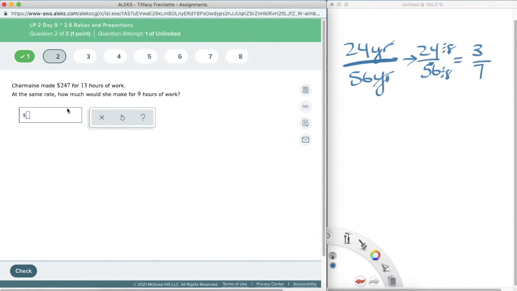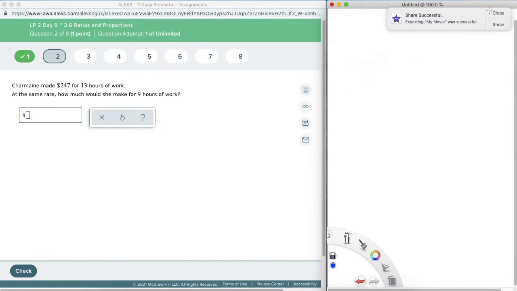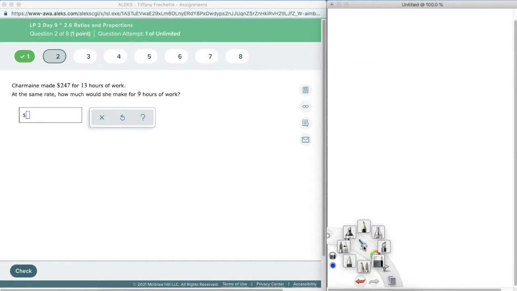Charmaine made $247 for 13 hours of work. At the same rate, how much would she make for 9 hours of work? All right, so we can set up a little proportion here. They're kind of jumping straight into proportions. A ratio is just what we were just doing. It's just two numbers being compared in fraction form. So that was a ratio. When we have a proportion, that means we're going to have two ratios equal to each other. So we have a fraction equaling a fraction.